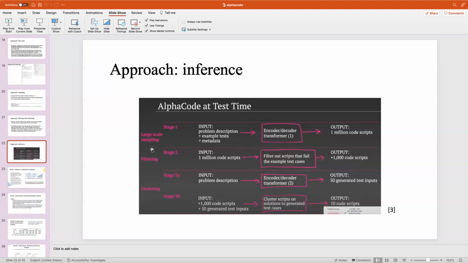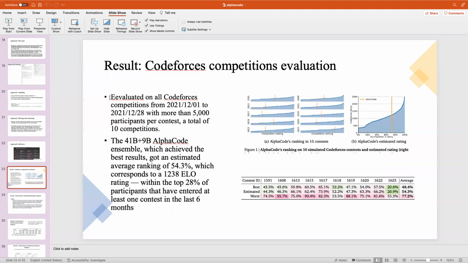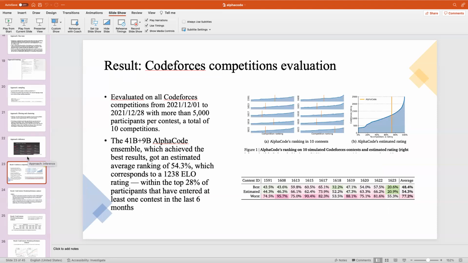Next we talk about some evaluations and the experiments of AlphaCode. The first evaluation is on Codeforces, which is a coding competition, and the DeepMind team used AlphaCode to compete directly with human programmers, and they evaluate the performance of the model based on the average ranking in the competition.